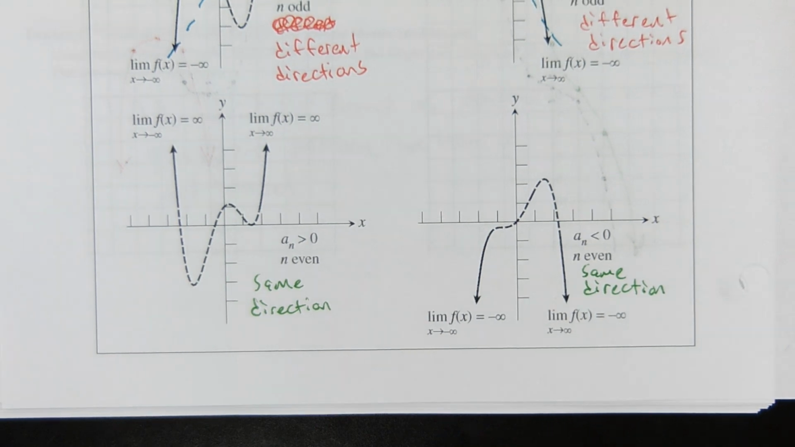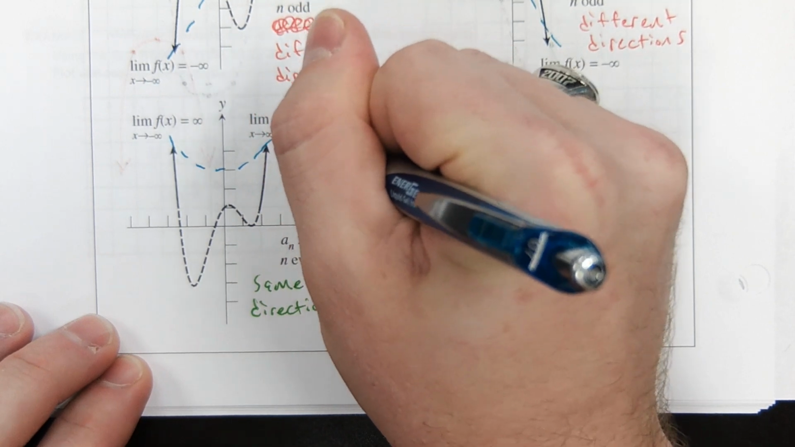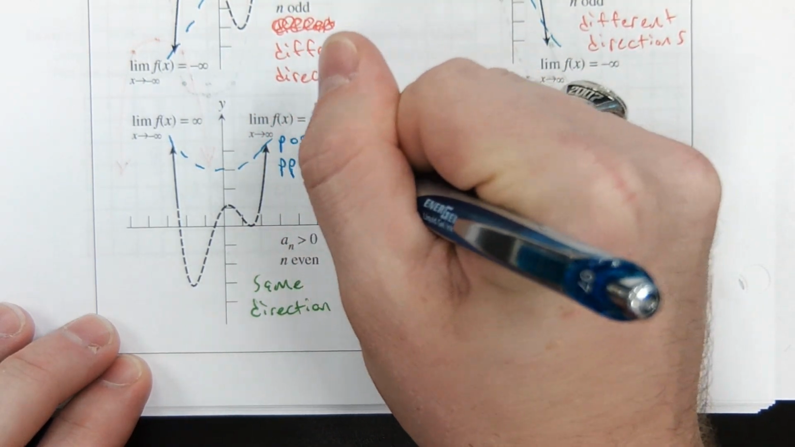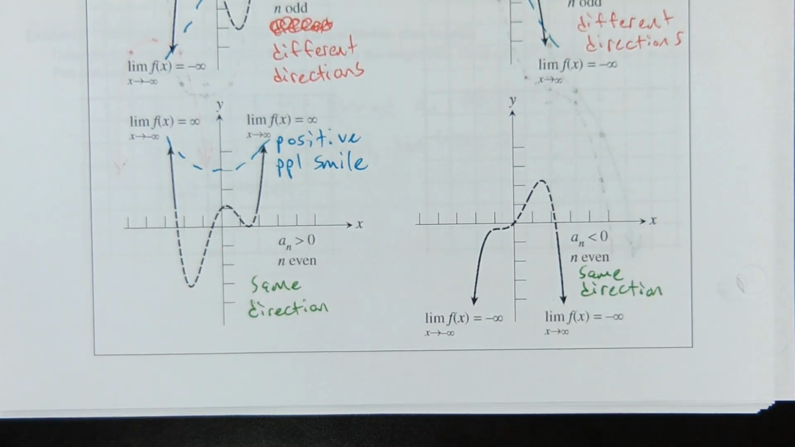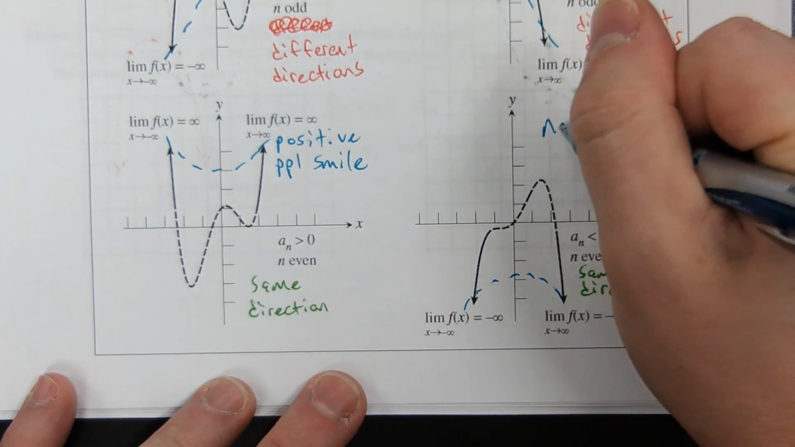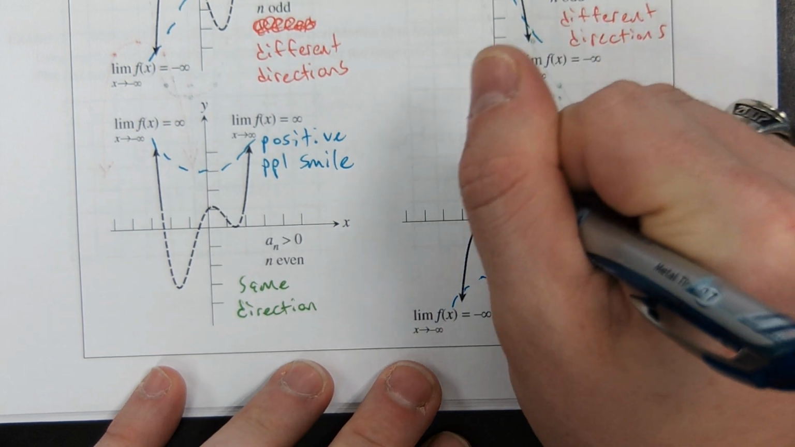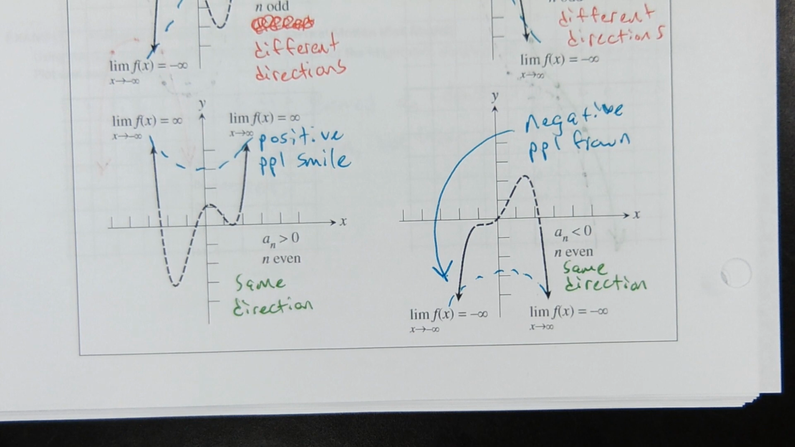Okay, so anyway, how do we know if they're both up or both down? Remember me telling you that positive people smile and negative people frown? Positive people smile, so the endings point up if the front number is positive, and negative people frown, so they both point down if the front is negative. So we use the degree to tell us if the endings point the same direction or opposite directions, and we use the leading coefficient to determine that behavior.